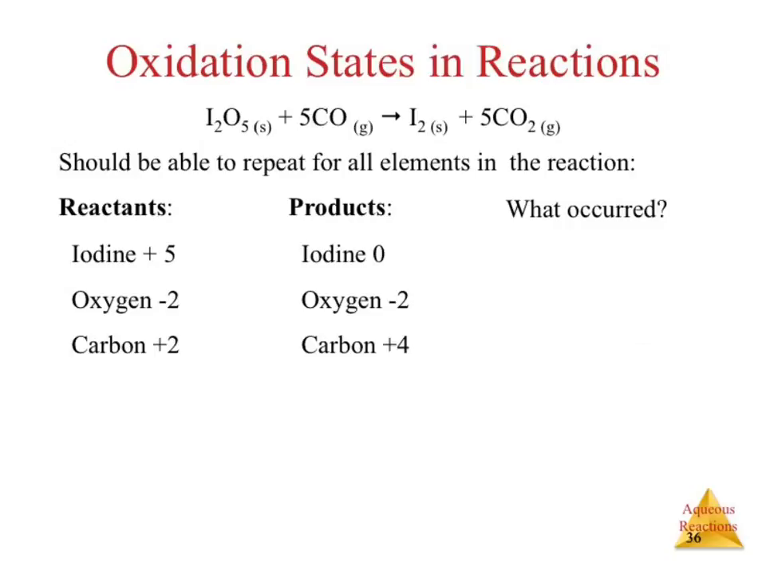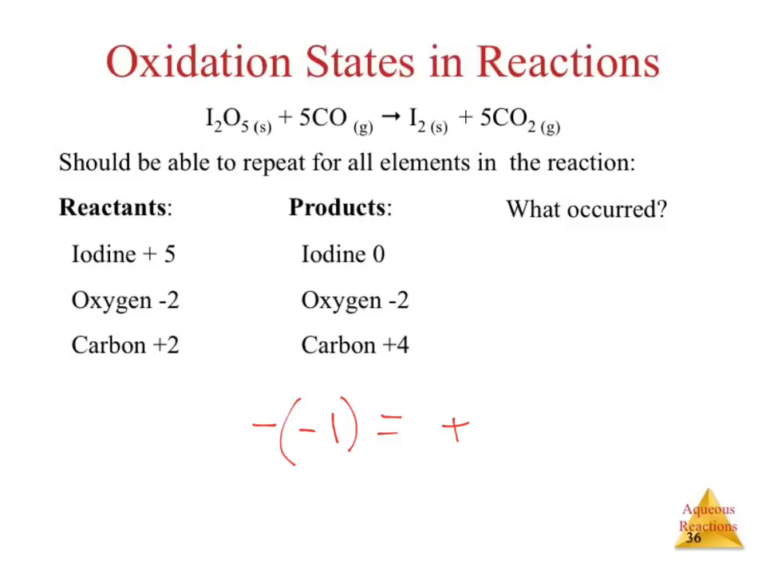So let's take the term loss of electrons. Mathematically, what is a loss? Subtraction. What charge is an electron? If I subtract a negative, what do I get? A positive value. Did iodine lose electrons? It gained electrons because we went from a +5 to a 0. What happened to 5? It was decreased, also known as reduced. Iodine gained electrons.